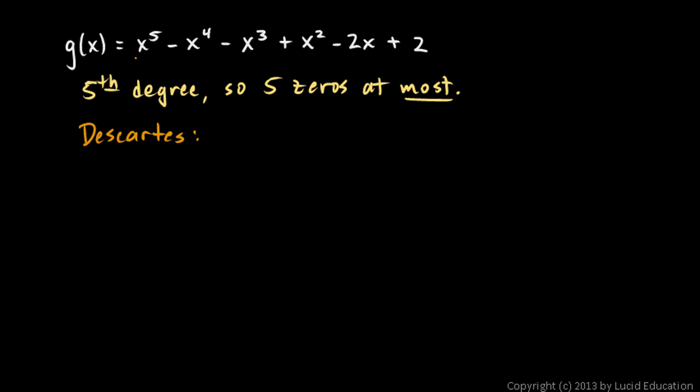From Descartes' Rule of Signs, we go left to right and count the number of sign changes. This is positive, a positive x to the fifth. It turns negative here, so that's one sign change. Then back to positive, that's 2. Then negative again, and then positive again. So that's four sign changes. Four sign changes means that there are 4, 2, or 0 positive zeros.